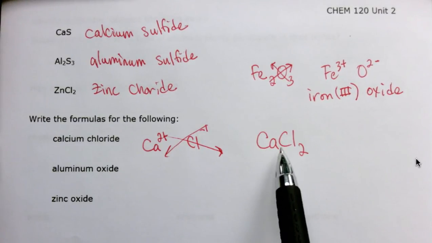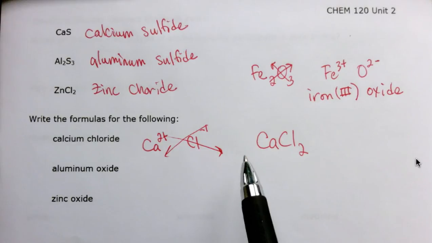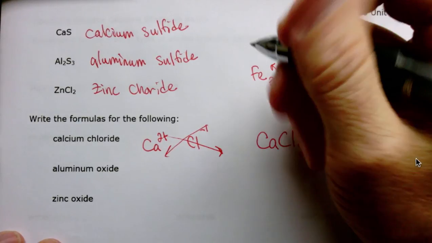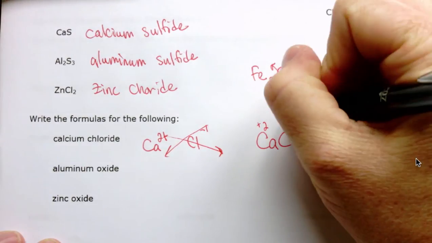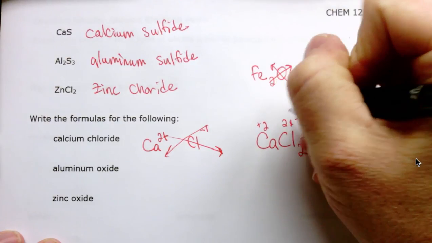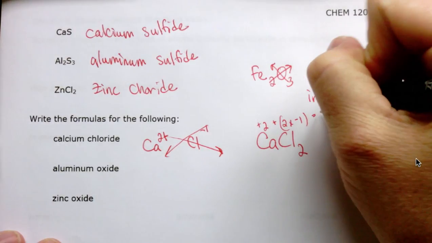The next thing about this cross and drop is it makes a neutral compound, like I mentioned just a second ago. So you can always check yourself. This is +2, and this is 2 times -1 equals 0.